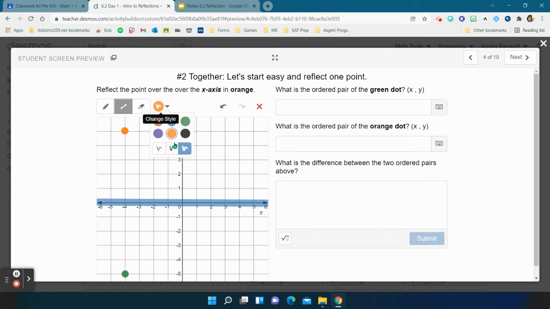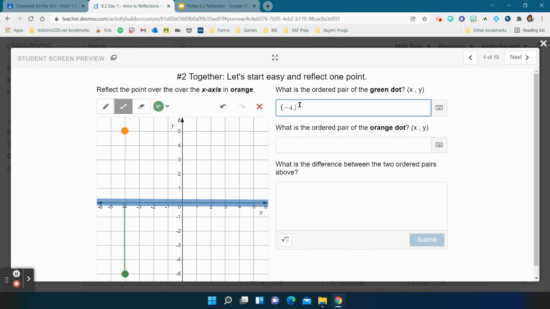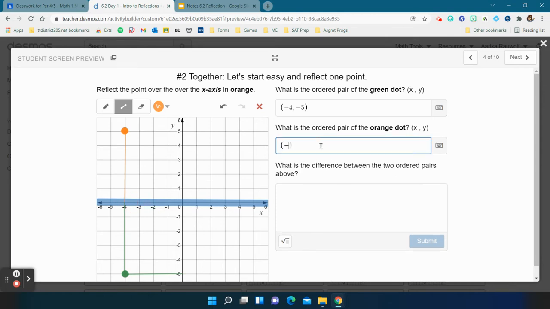So what's the ordered pair of our green dot? So again, let's check this out. The x value is -4, and that y value is still -5, right? That didn't change. This is the same dot as our last example. But now let's look at our orange dot. What is that orange dot's ordered pair? Well, the x value is -4. The y value is +5. So explain to me what's the difference between the green dot's ordered pair and the orange dot's ordered pair, and then hit submit.